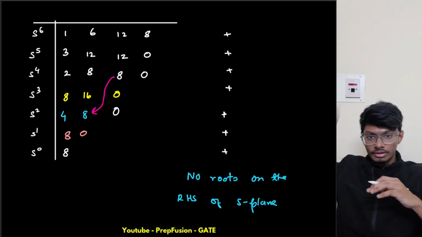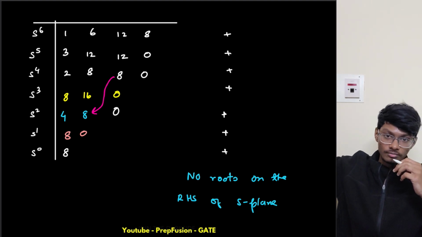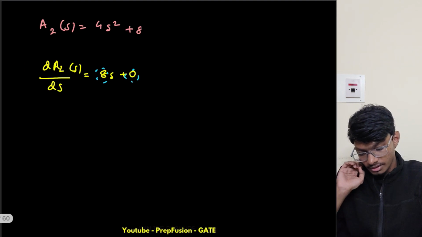So either they will be in the complex conjugate form, or they will be repeated in the negative form, or they will lie on the imaginary axis, some other location. So that is basically it for this question.